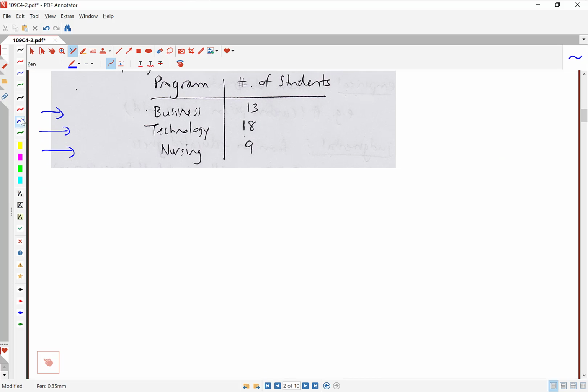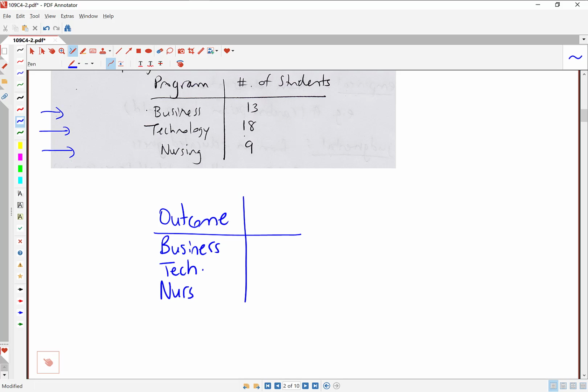Well, we've already got the outcomes, because the outcomes are just the different responses in terms of what program they're in. So we know the outcomes are going to be business, or technology, or nursing. But what we need to do is calculate some probabilities, specifically the probability of a student giving a particular response. So what we're going to need here is the total number of students. So we're going to look back at our data, 13, 18, 9. Let's add those up to get a total. So the total number of responses that we had was 40.